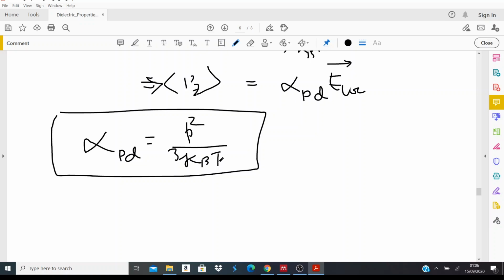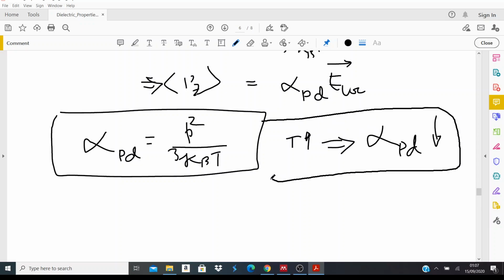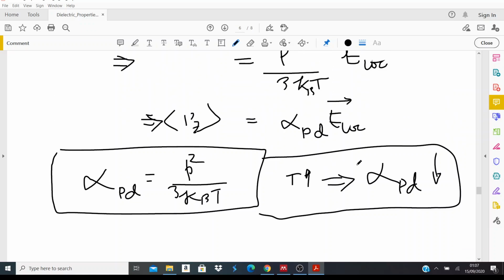So if you crank up the temperature of the sample, the polarization will go down, because it's getting difficult to align the moments along the electric field direction, because extra thermal energy is trying to randomize the alignment, right? That's why this is 1 by T. So if T goes up at high temperature, alpha Pd will go down. It's difficult to polarize the material at high temperature applying the same amount of electric field. That's the physical meaning of this expression.